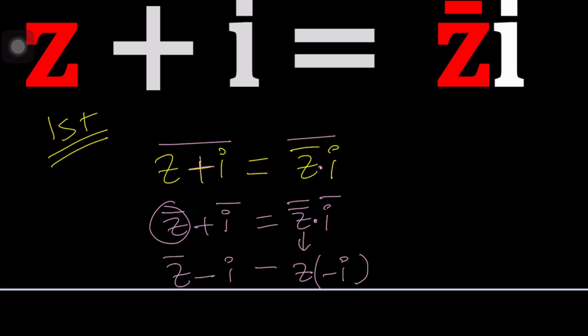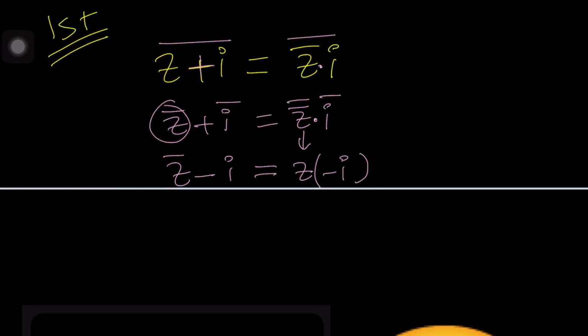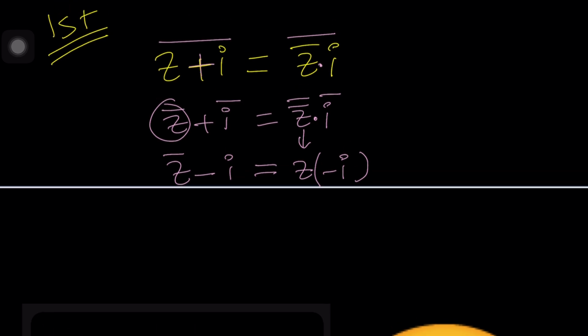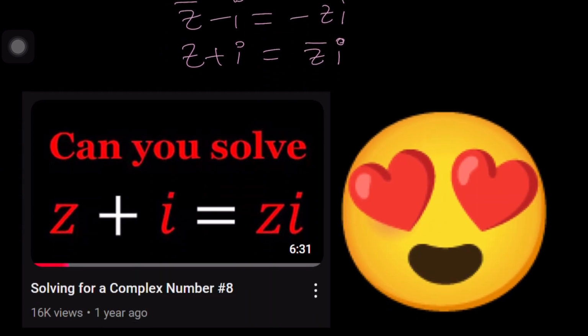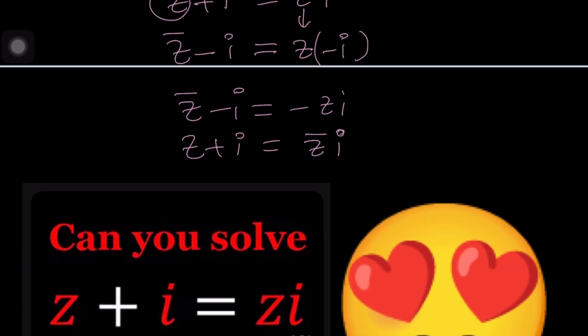Great. So let's go ahead and write this in a simpler way. z bar minus i equals negative zi. And the original problem gives us z plus i equals z bar i. Okay, cool. So hopefully I can use these two equations, and I'm lazy, so I'm not going to write that again.